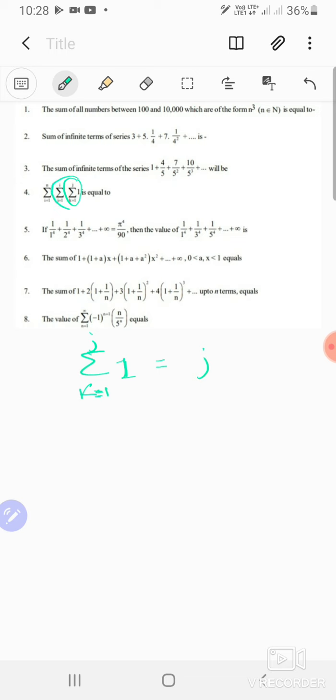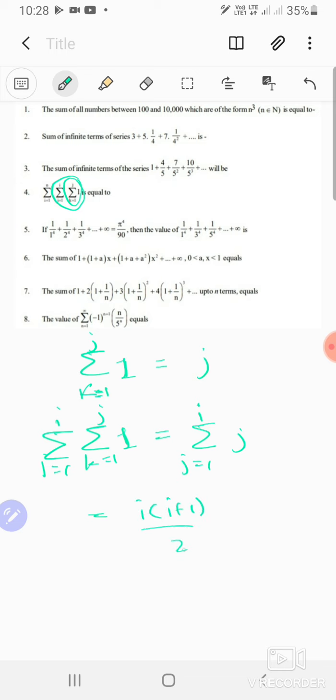Now let's go for this one. So you got summation from j equals 1 to i, and k equals 1 to j of 1. That is the same as saying summation from j equals 1 till i of j. So just going to be 1 plus 2 plus 3 till i, right? So just have i into i plus 1 upon 2, right?